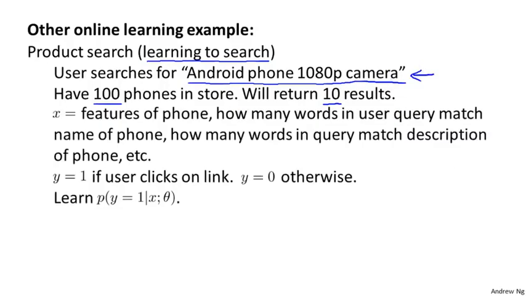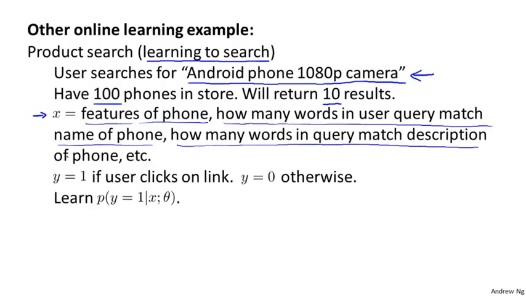For each phone, and given a specific user query, we can construct a feature vector X. So the feature vector X might capture different properties of the phone. It might capture things like how similar the user search query is to the phone. So we capture things like how many words in the user search query match the name of the phone, how many words in the user search query match the description of the phone, and so on. So the features X capture properties of the phone, and how well the phone matches the user query along different dimensions.